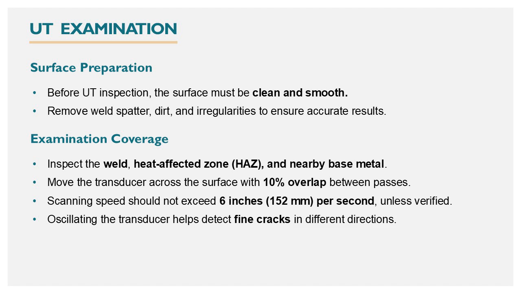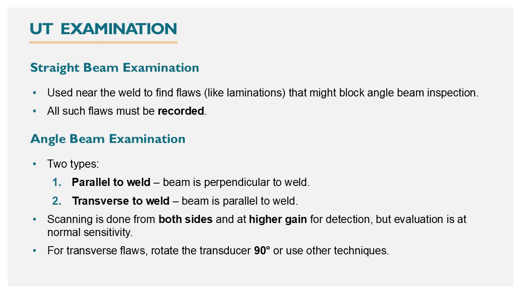Scanning speed should not exceed 6 inches or 152 mm per second, unless verified. Oscillating the transducer helps detect fine cracks in different directions. Here is a detail of ultrasonic examination or UT techniques. The first technique is straight beam examination. It is used near the weld to find flaws, like laminations, that might block angle beam inspection. All such flaws must be recorded.